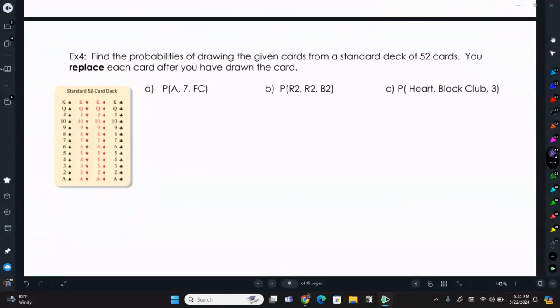All right, so example 4 says find the probability of drawing the given cards from a standard deck of 52 cards. You replace each card after you have drawn the card. So what that means is, if I wasn't replacing cards and I select a card and I don't put it back, well, now there are 51 cards left in the deck. And I take another away, don't put it back, there are 50 cards in the deck. So there become fewer and fewer cards in the deck. So by replacing them, we know that the denominator of each of these independent events is going to be 52.